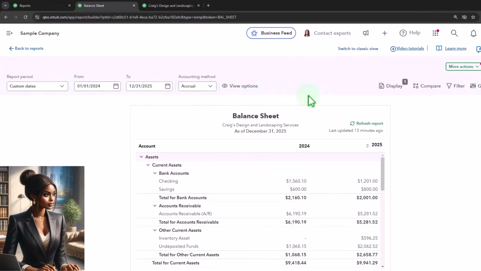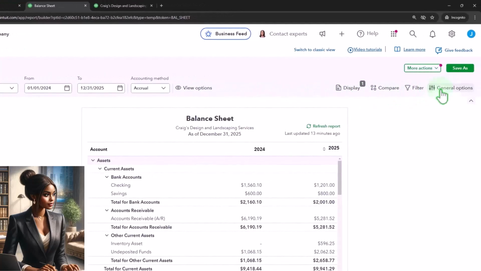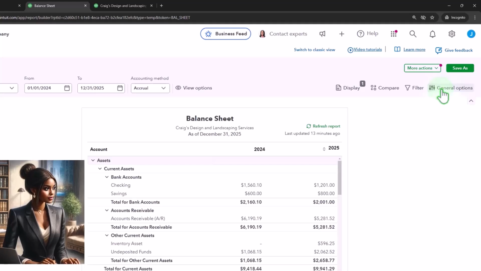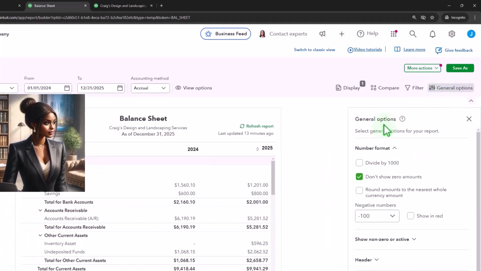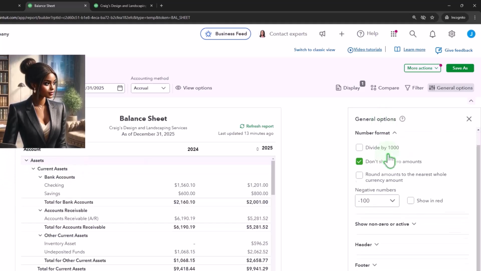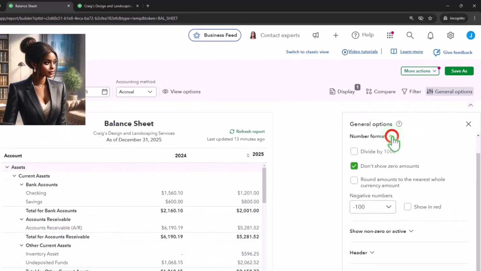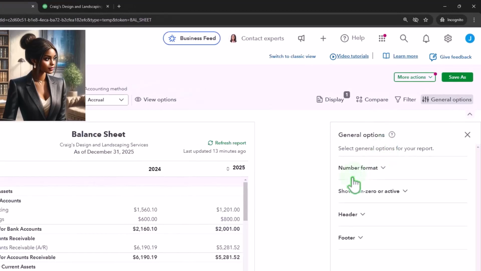This stuff in the ribbon up top. Now we're going to go into the general options for the added items. So in the general options, we've got the number format, and then you have these little triangles for the toggle: number format, show non-zero or active, header, and then the footer. Let's go into each of these.